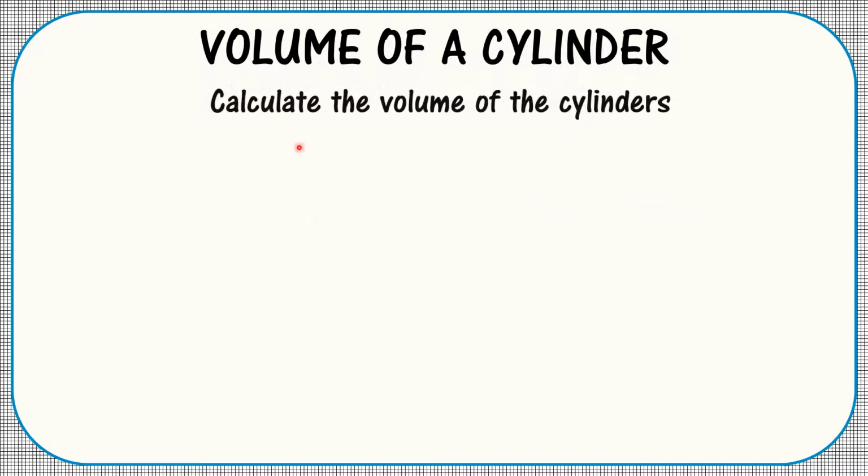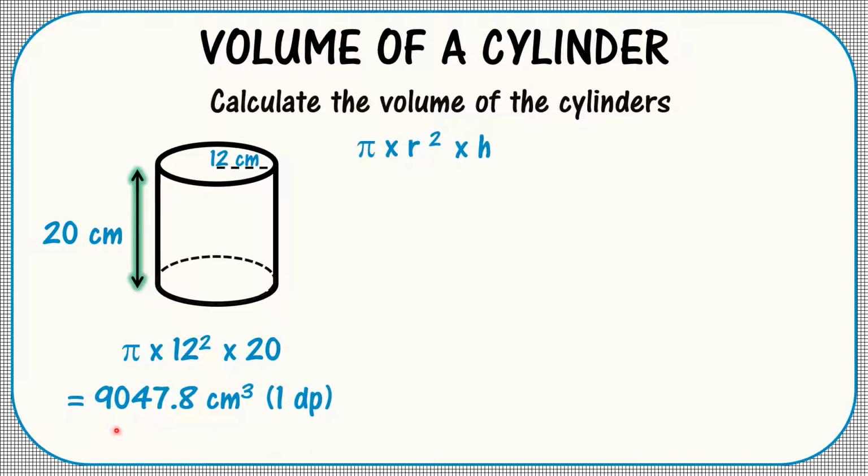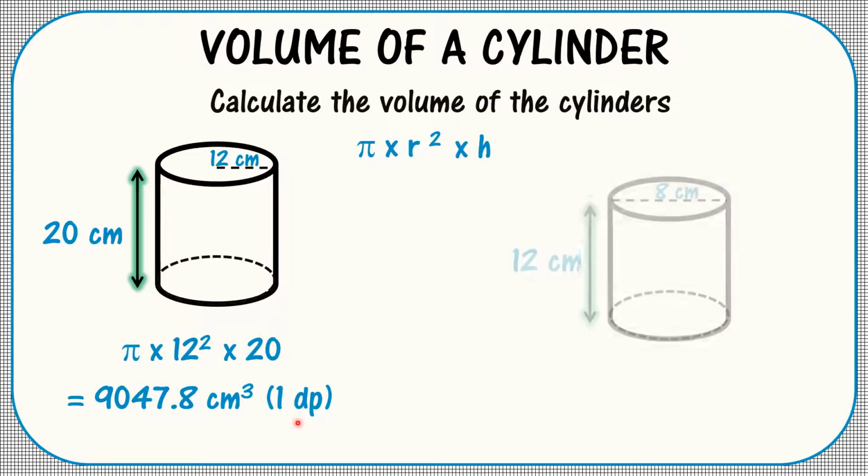We have some more examples for us to go through. So calculate the volume of the cylinders. We know that the volume of a cylinder is pi times r squared times h. So we have 20 centimeters as the height and the radius is 12. So what you would do, you'll put this into your calculator. You'll do pi times 12 squared times 20. You'll get an answer of 9047.8 centimeters cubed. So remember to use the correct units to one decimal place.